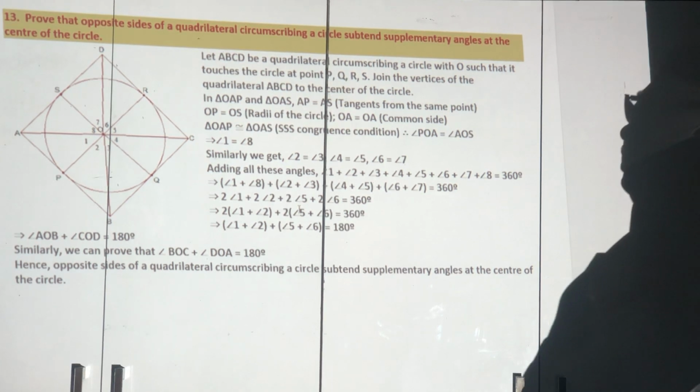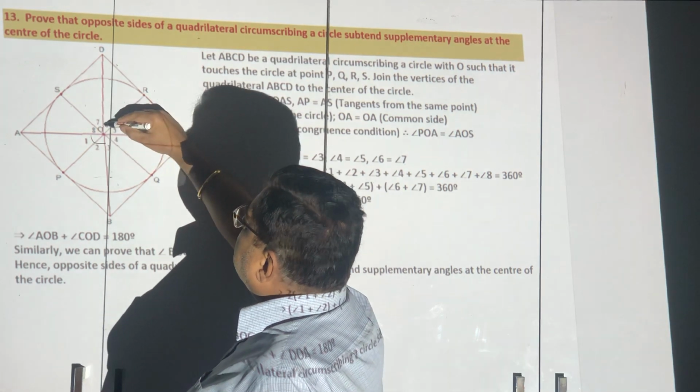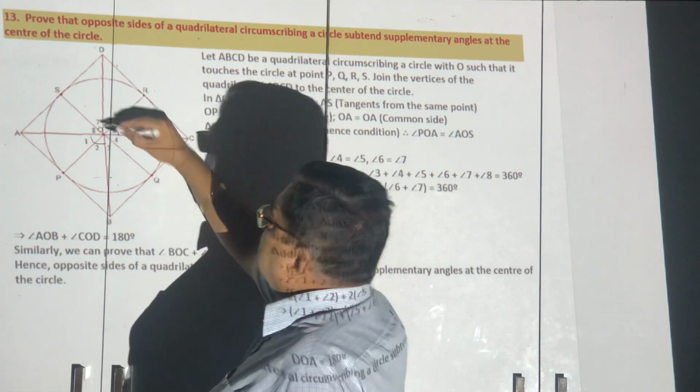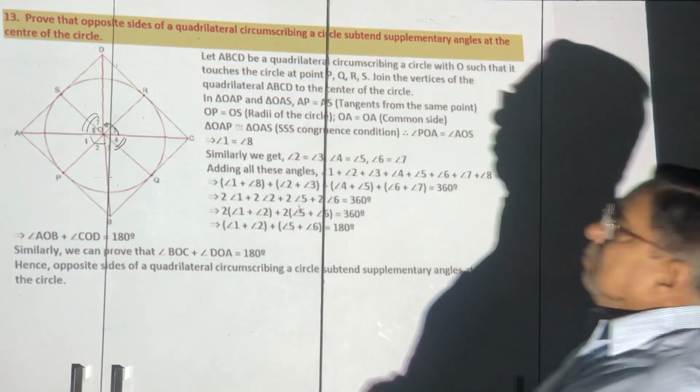We have to prove that opposite sides of a quadrilateral drawn outside the circle, touching it at four points, subtend supplementary angles at the center. Okay? We have to prove AOB plus COD is 180 degrees, and this angle plus this angle is 180 degrees. Anyone. And similarly the other one will be proved. You don't have to prove 2 times. So this is what we will see.